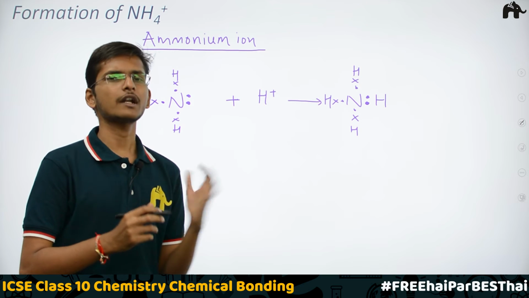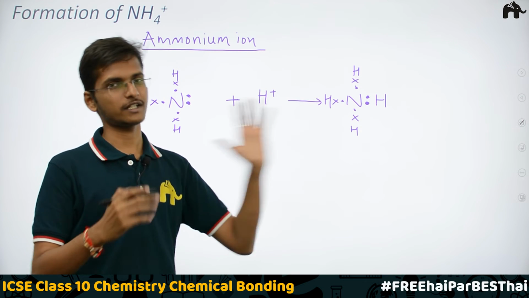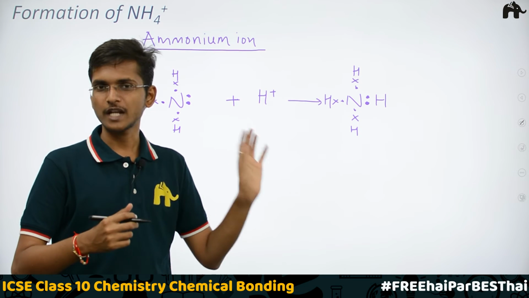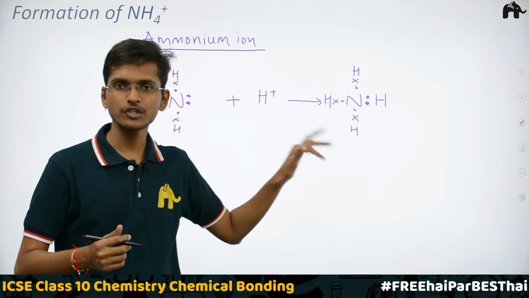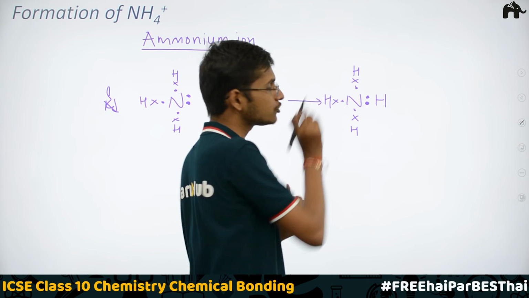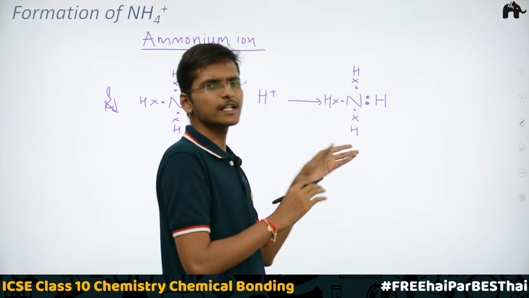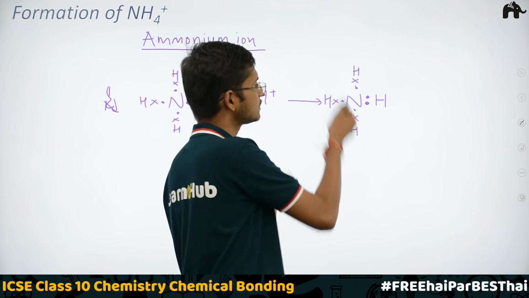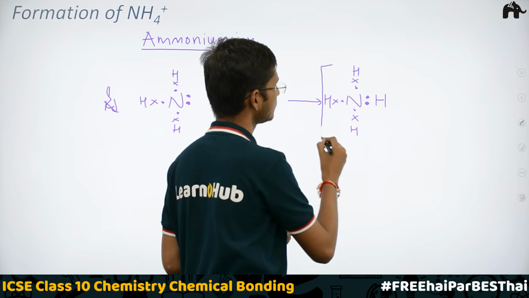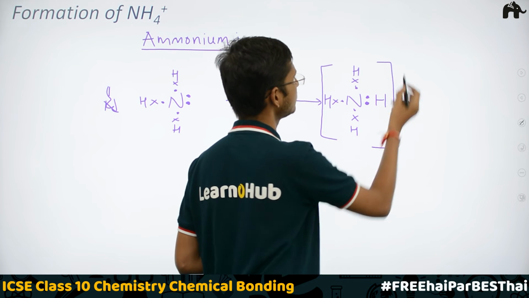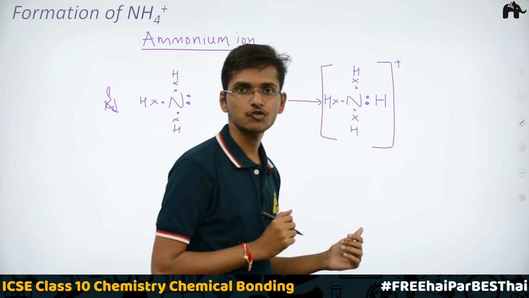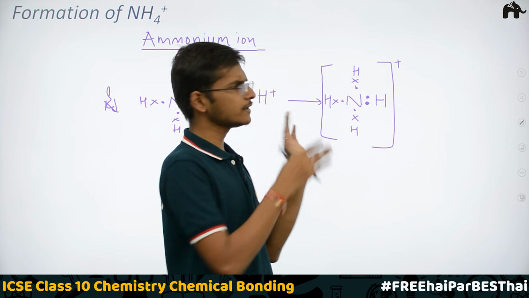So we can say that nitrogen has almost lost that electron, and that's why, we know, when an atom loses an electron, it gains a positive charge. So that's why nitrogen also gains a positive charge, because it has almost lost the electron. Now since this positive charge is there on nitrogen, we show it on the entire species, in this way. And this is the electron dot structure of NH4 plus.